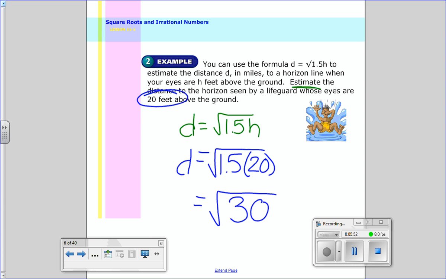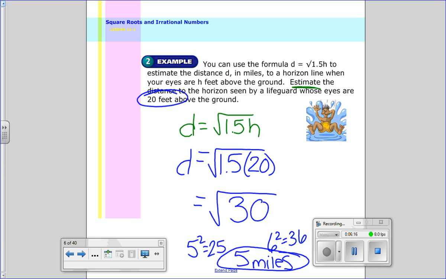So again, I could think, well, I know 5 squared is 25, and 6 squared is 36. So I need to decide, what is 30 closer to, 25 or 36? And looking at it, it's actually a little bit closer to 5. So here it would be about 5 miles away, just because 30 is only 5 away from 25, while it's 6 away from 36. That's why I went with 5.